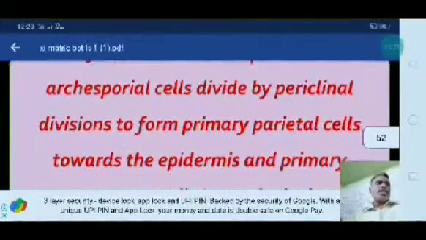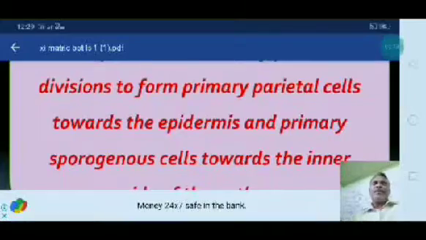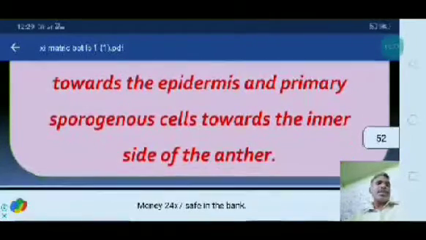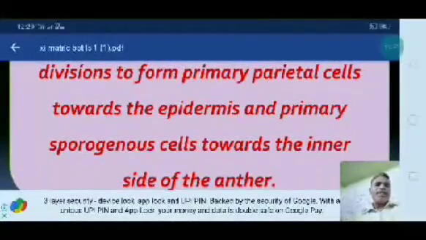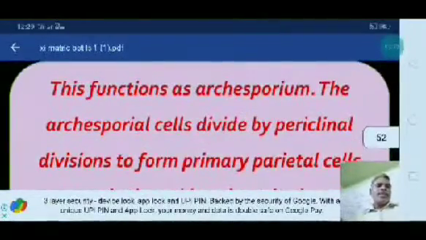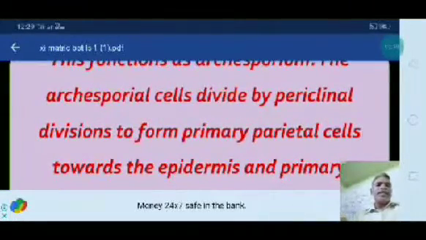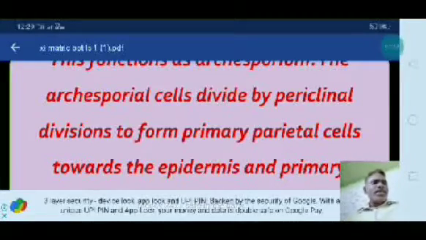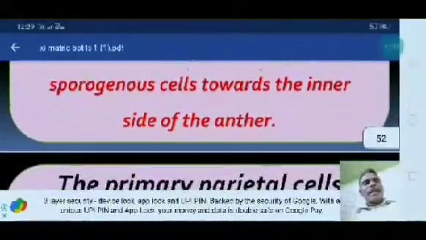The archisporial cells divide by periclinal division to form primary parietal cells towards the epidermis and primary sporogenous cells towards the inner side of the anther. That is how the cells are formed. What functions as the archisporium? The archisporial cells divide by periclinal division to form primary parietal cells towards the epidermis and primary sporogenous cells towards the inner side of the anther.